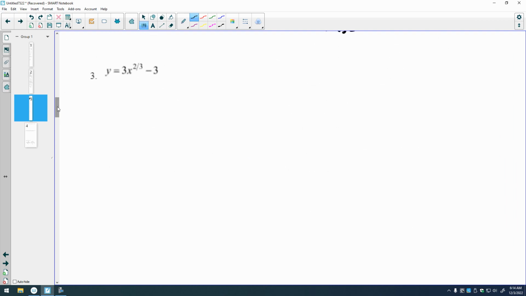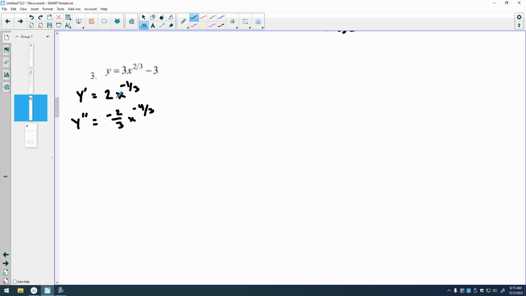Question 3. So, y prime, same process. Y prime: 2/3 times 3 is 2. Decrease the exponent by 1. Derivative of negative 3 is 0. Y double prime: negative 1/3 times 2. Decrease the exponent by 1. And we're done. Okay. Now, where is this equal to 0 or undefined?